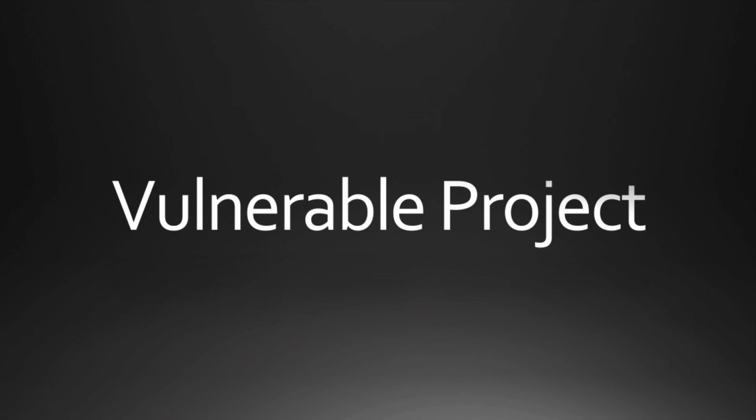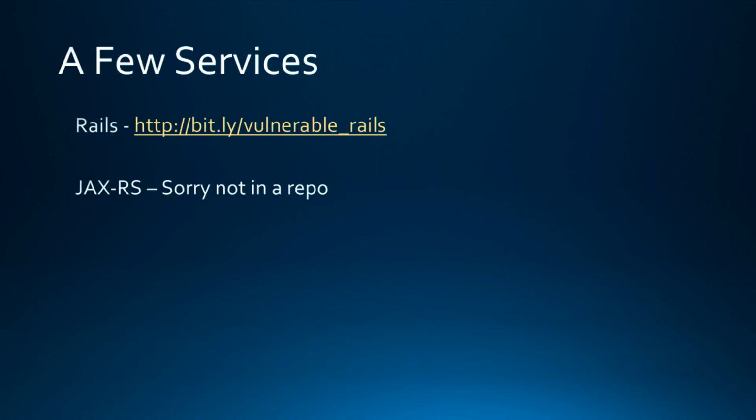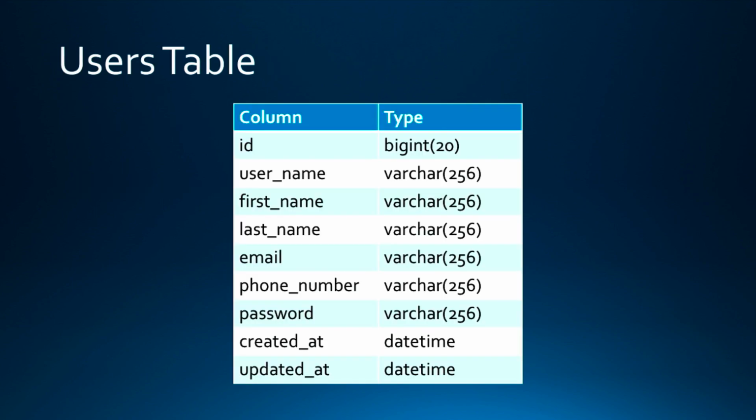Let's look at some of the meat of this presentation. So I've got this vulnerable project. I've got a few services. I've got a Rails service that's out there. It's fully fledged out. I went to do the JAX-RS implementation of it, and I realized that I wasn't going to show 2 examples side by side as much because it would just be too much content for this. So it's not in a repo. I literally typed it in Sublime, and I was like, this will work, I promise. And then I just copied and pasted that into here.